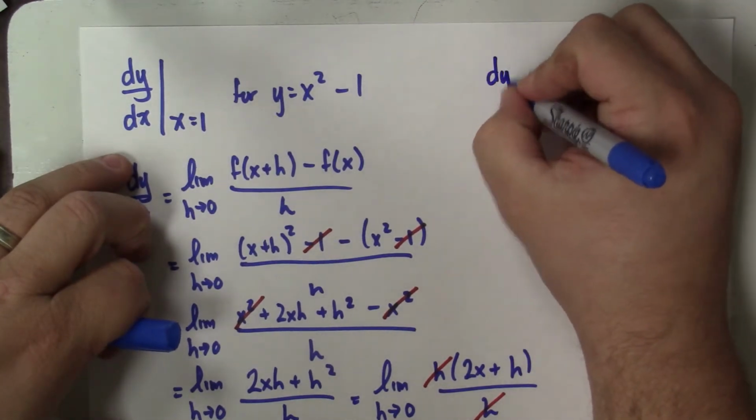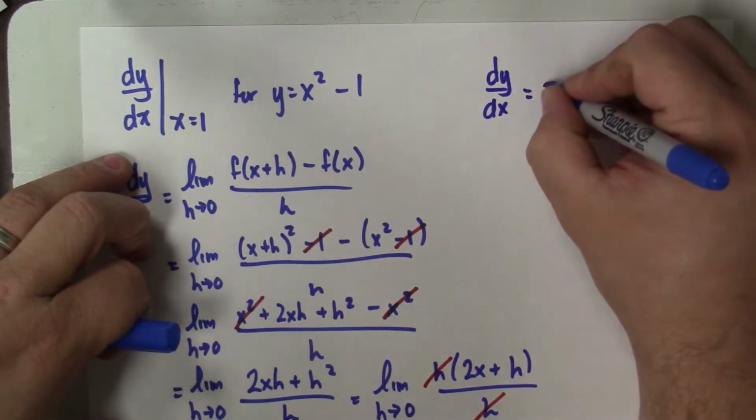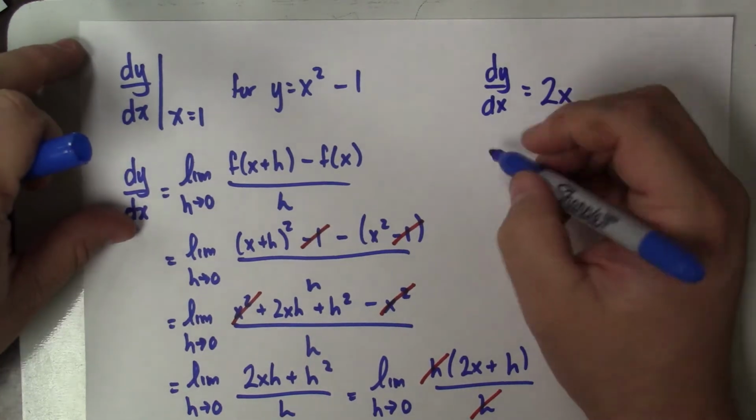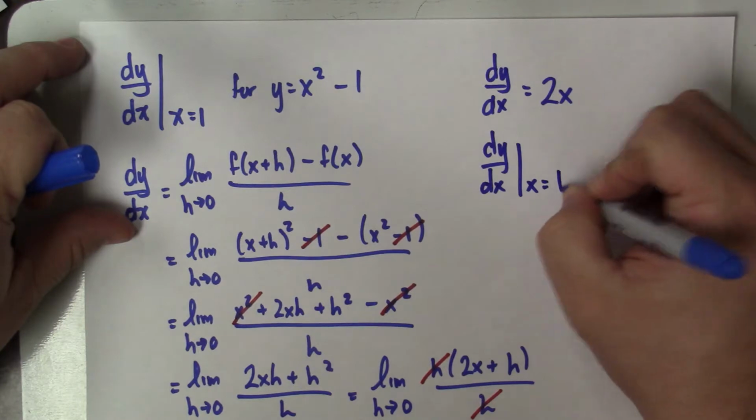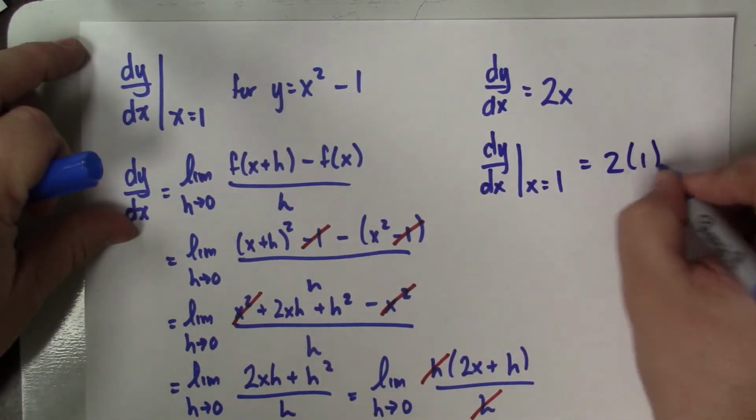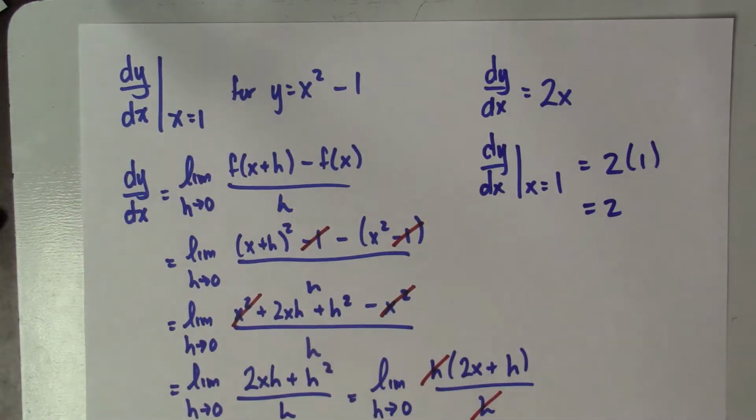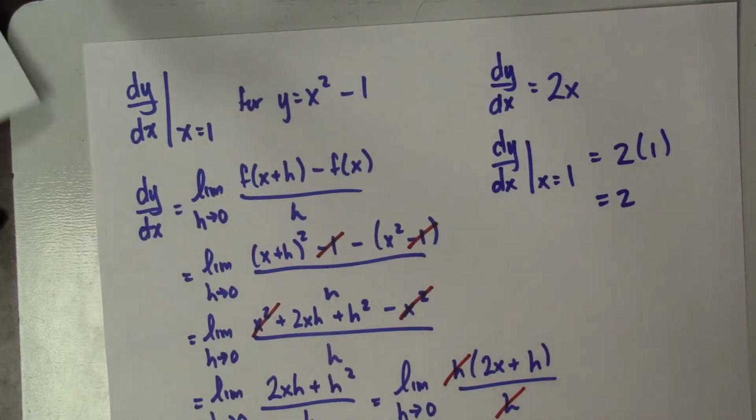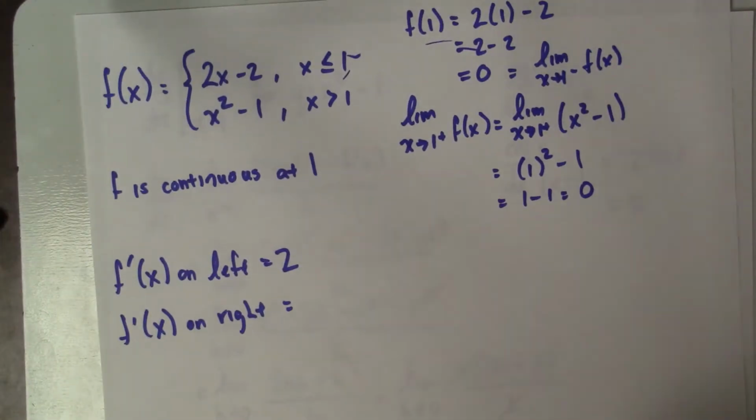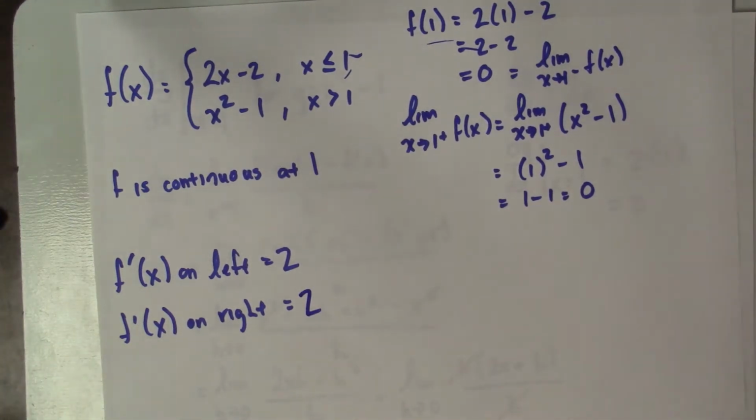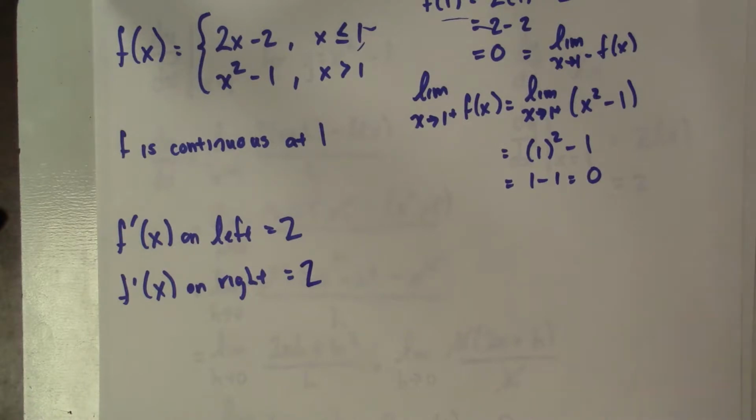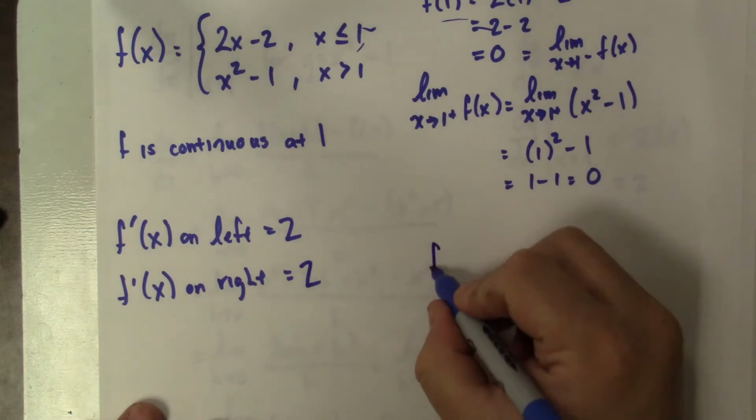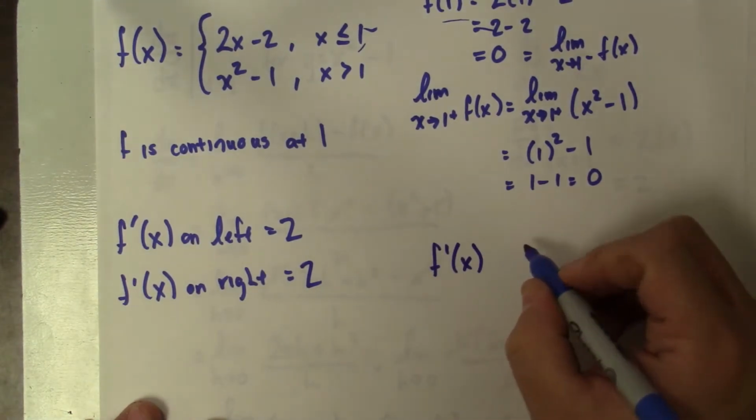So dy/dx is 2 times x, and here I'm evaluating when x is 1, so dy/dx when x is 1 is 2 times 1, which is 2. So on the right-hand side, my derivative is 2, and we said on the left-hand side, my derivative is 2. And I talked about how this isn't how we normally write this notation. What will happen later on is we will start writing f prime of x.